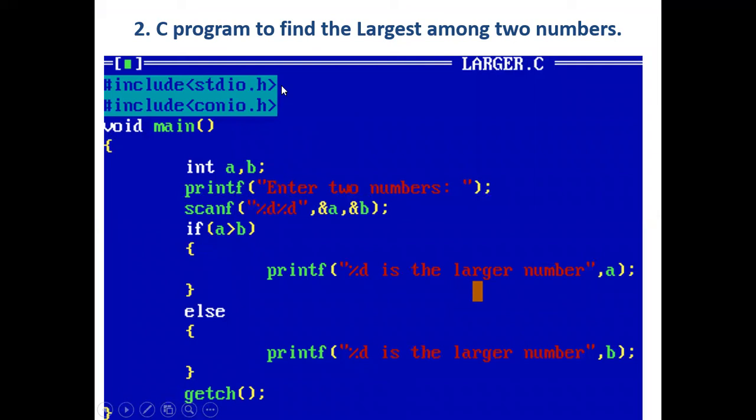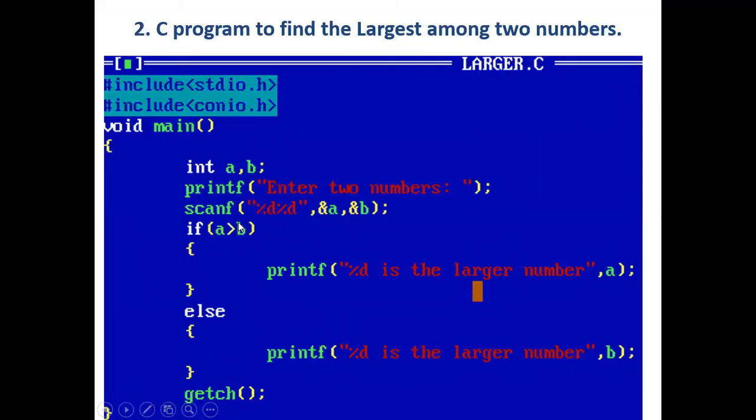So here we have included two header files, stdio.h and conio.h. Then we'll start from this main. So here we have declared two variables a and b to read two different integer numbers. And here we are displaying a message, that is enter two numbers. So the user will enter two numbers in these variables a and b.